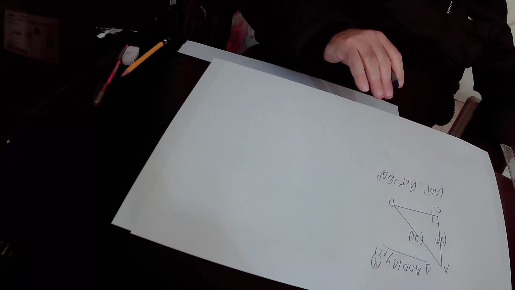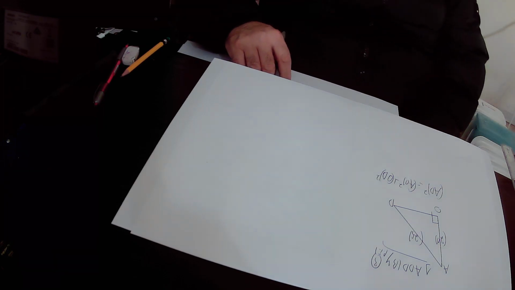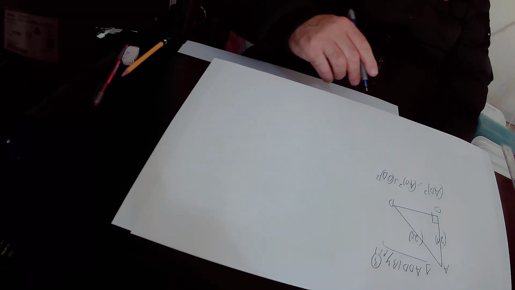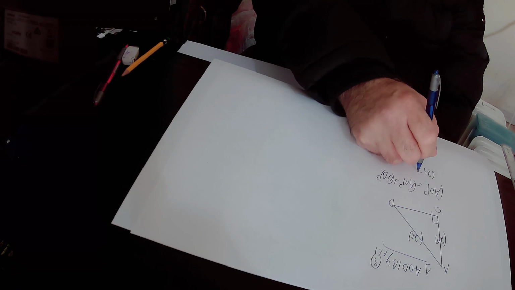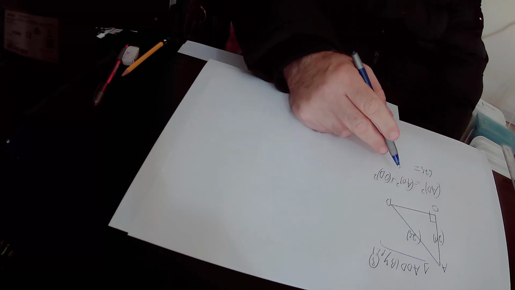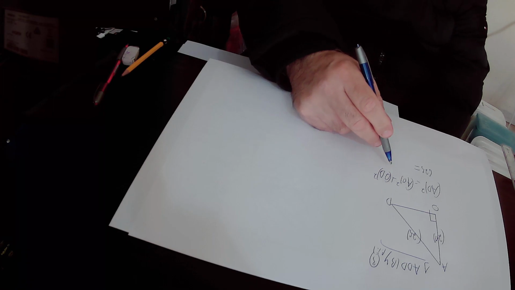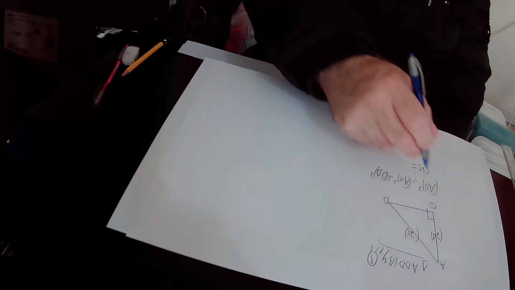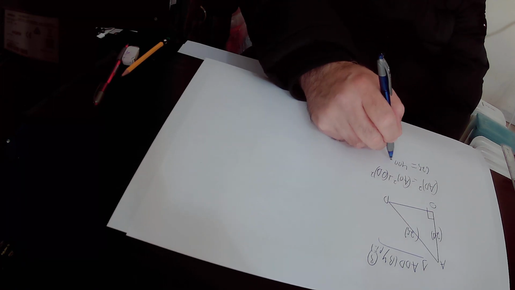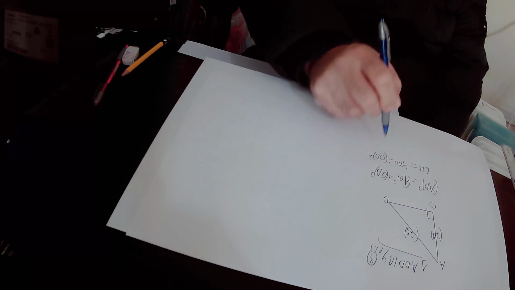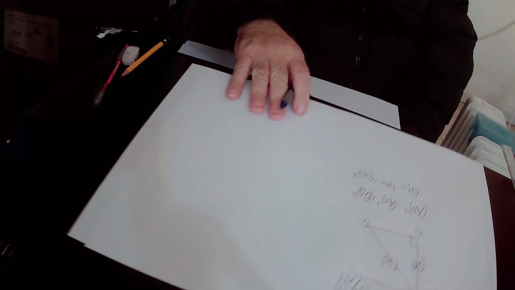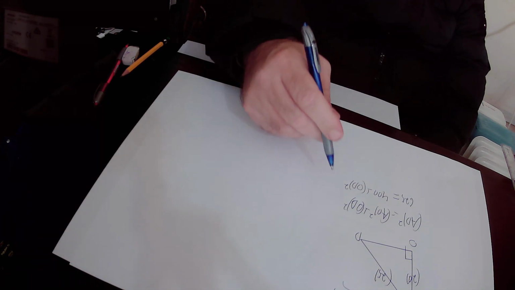So AD squared, AD is 25, therefore this square is 25 squared, that is 625, and it is equal to AO squared. AO is 20, therefore AO squared is 20 squared, that is 400, plus OD squared. OD is the missing side, so we leave it as it is. We confirm and find that 625 equals 400 plus OD squared.